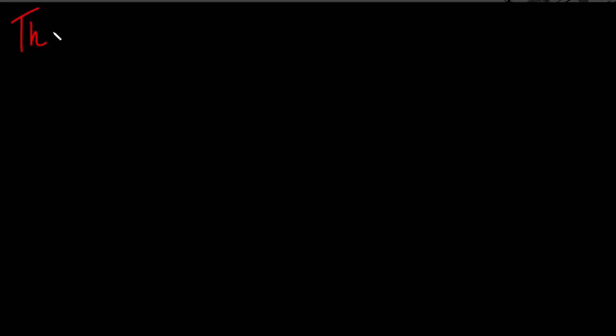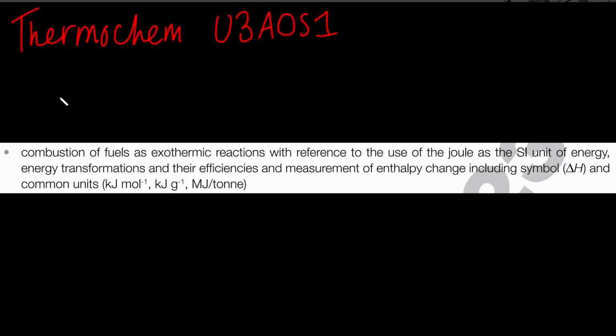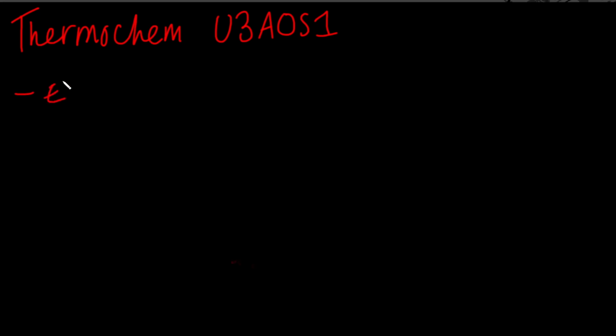Okay, so today we're going to be starting our thermochemistry topic, which is still part of Unit 3, Area of Study 1 of VCE Chem. And specifically today we're going to be discussing the combustion of fuels as exothermic reactions with reference to the use of the joule as the SI unit of energy, energy transformations and their efficiencies, and measurements of enthalpy changes, including symbols and common units.